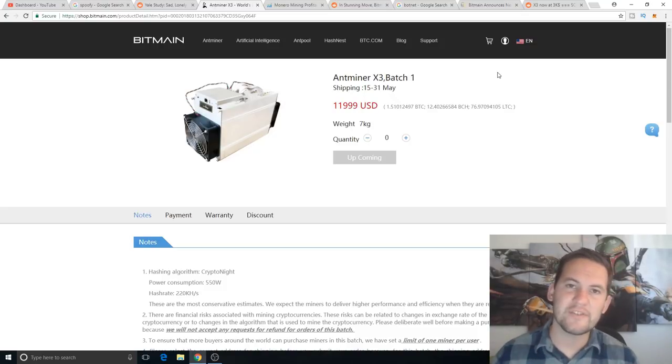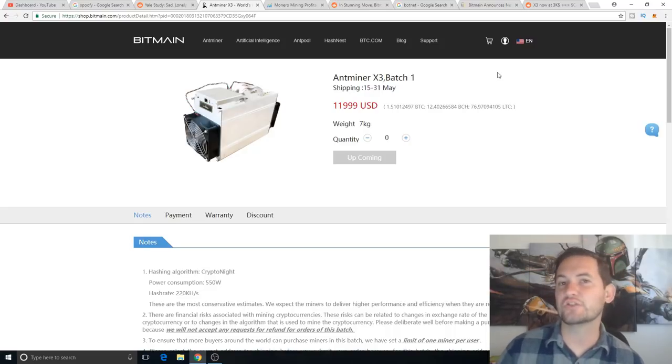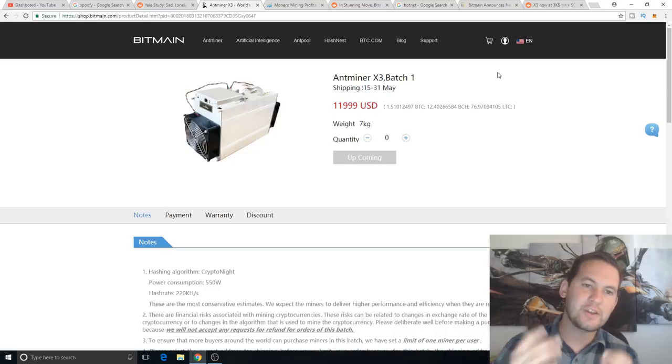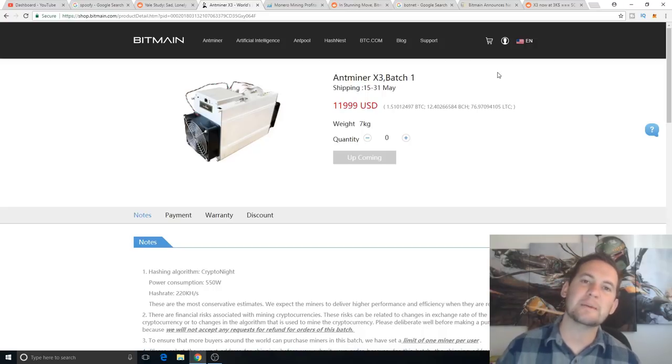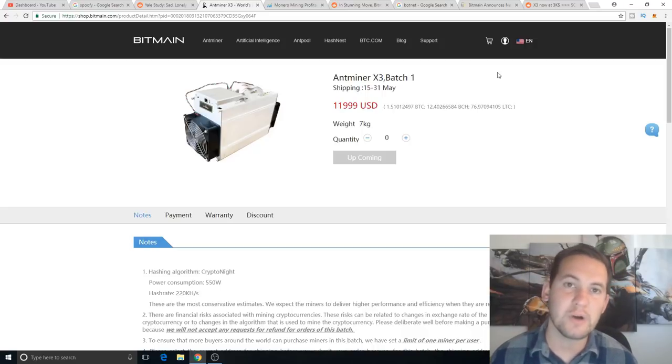Monero, which is a privacy coin, and the team behind Monero were not happy about this fact. So the Monero team decided to fork the Monero coin, and they're going to a new algorithm that is going to be ASIC resistant. So these ASIC miners that Bitmain is producing will no longer be profitable. Not only will they not be profitable, but you will not be able to mine Monero at all with these new Antminer X3s, which are designed specifically to mine Kryptonite.